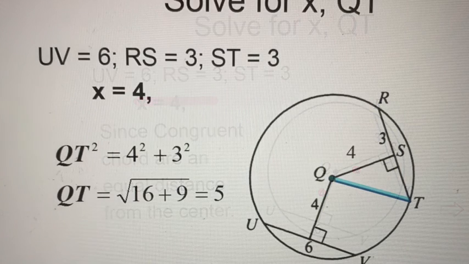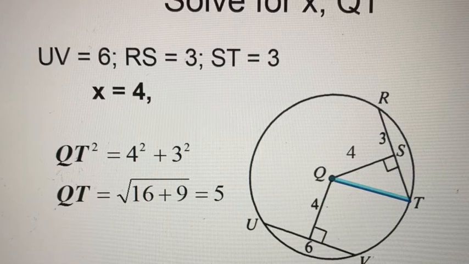But now I need to find QT. Well, if I draw QT in, I see that I have formed a right triangle. Well, that means that the perpendicular bisector bisected RT, so RS is 3, ST must also be 3. I can use the Pythagorean theorem to find the missing measure of QT.